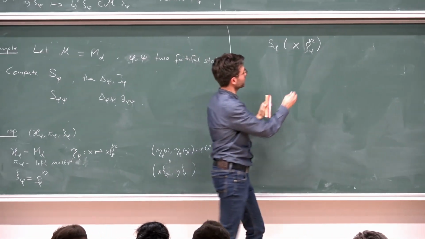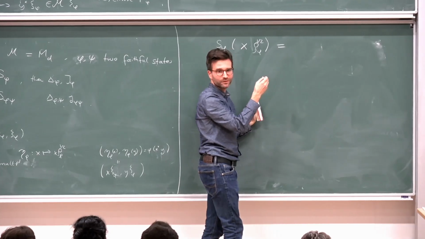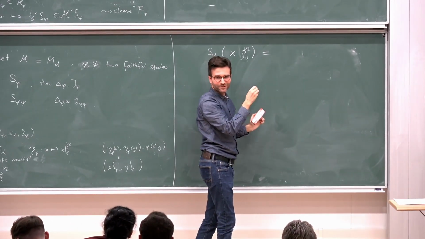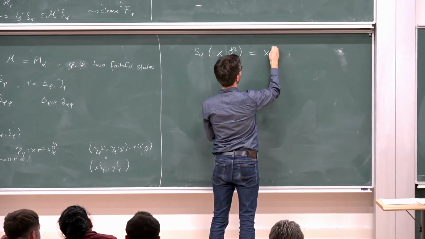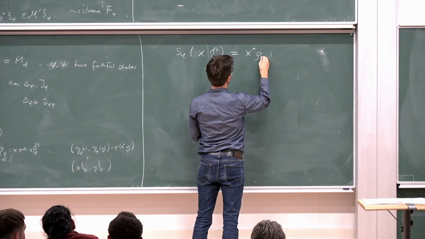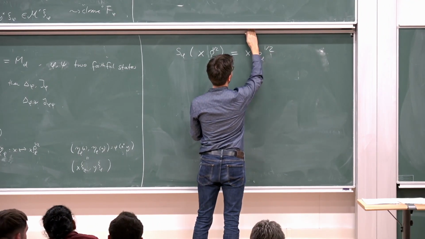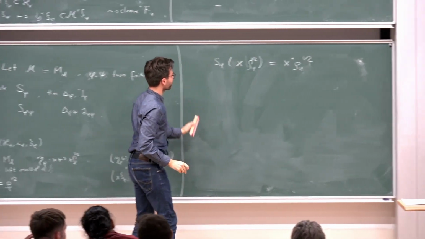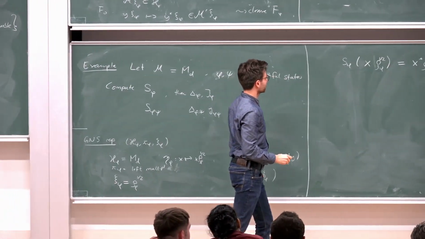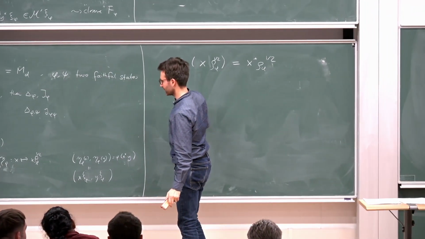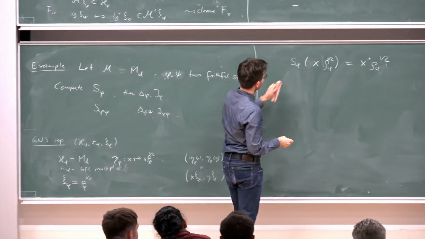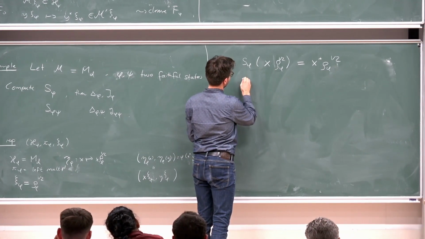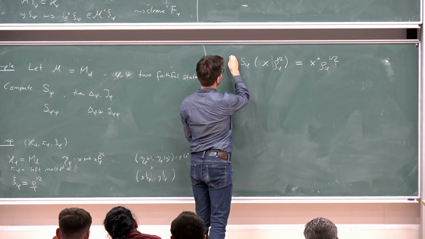So what do I get in this case? By definition, this gives me X star, and here we have rho. Okay? And yeah, so now we need to compute F phi of this.